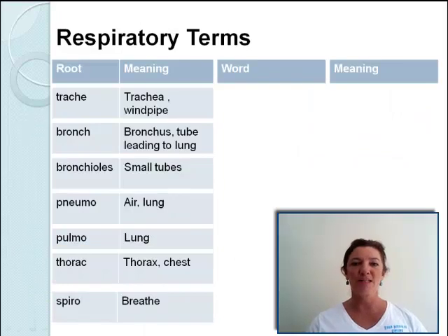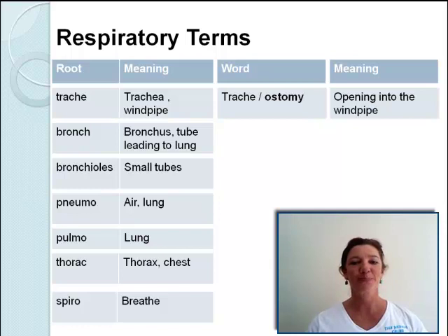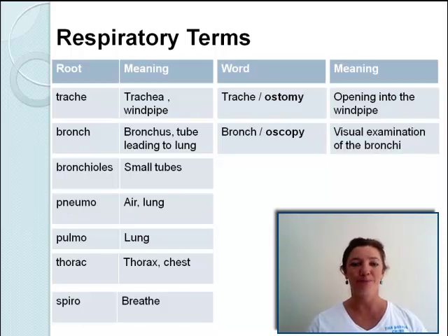Let's use these root terms to make some respiratory terms. First of all, our trache, which is our trachea, our windpipe. Our word example, tracheostomy, and ostomy we know means opening, so it's making an opening into the windpipe. Bronch is bronchus, the tubes leading to the lung, so therefore a bronchoscopy, let's break it down. Oscopy is our visual examination, it's a visual examination of the bronchial tubes, or bronchi. Bronchioles are the small tubes, so bronchiolitis, let's break it down. Itis we know means inflammation, so it would be inflammation of the bronchioles.